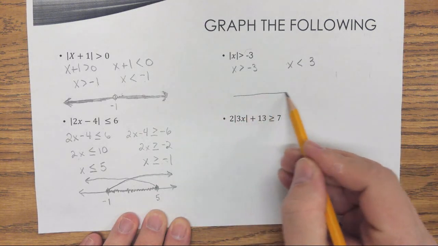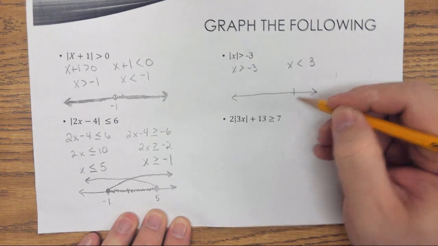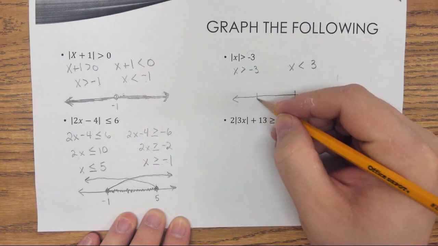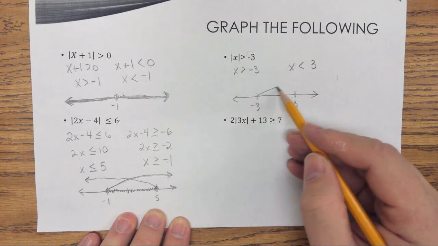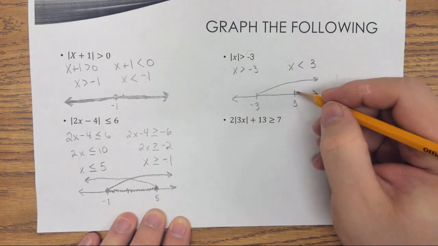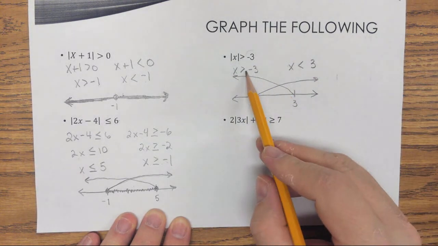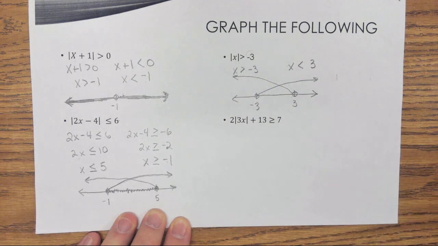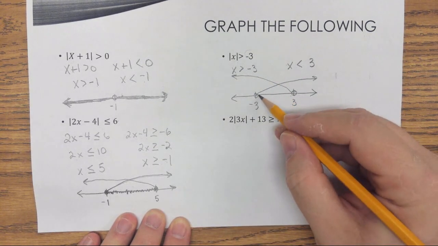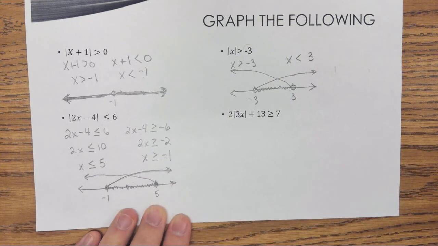Graph it. I have 3 here, negative 3 down here. Greater than negative 3 is going this way. Less than 3 is going that way. These are not equal to, so the circles are open. And it's everything in between, just like on this one. Okay?